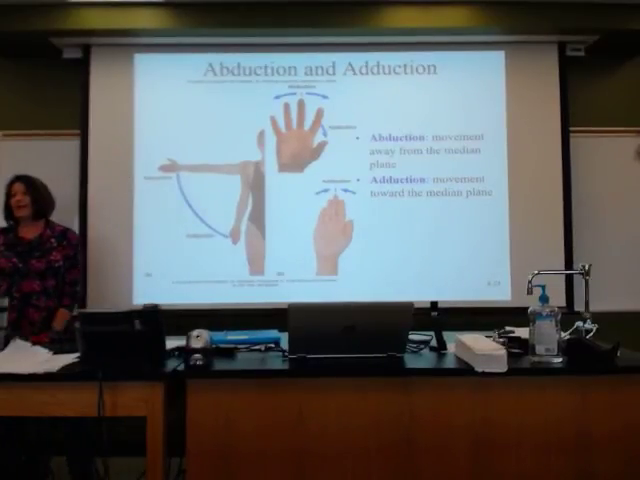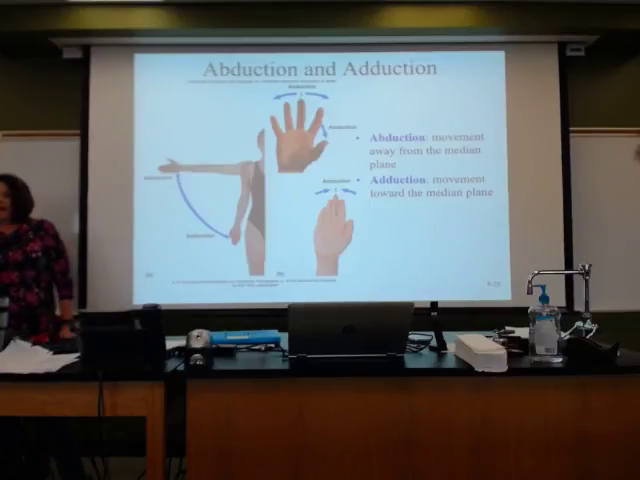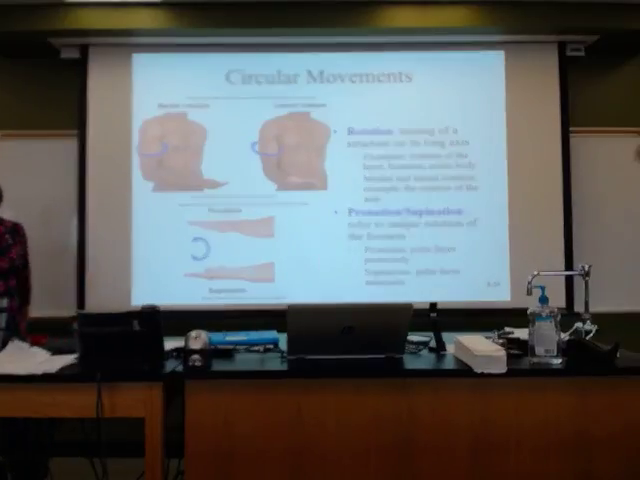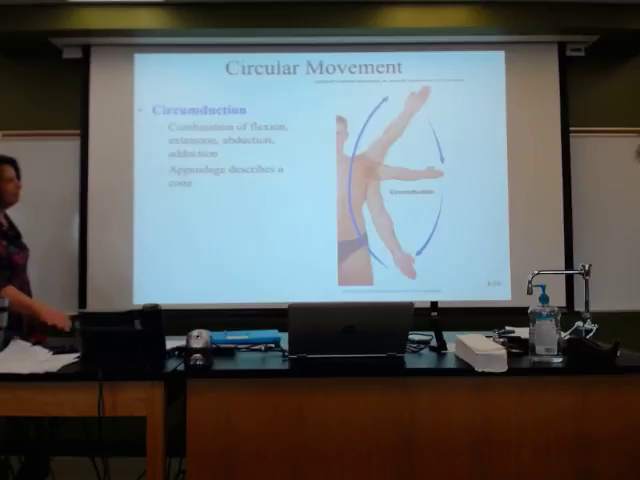The adduct, like we were saying before, to ab means you take it away, add, you bring it back. That's sort of how I remember it. Circular movements, different areas of the body can have circular movements. Our pronation, supination, all right, which is very special to the forearm of the body. The circumduction, like showing, think about somebody throwing a baseball.